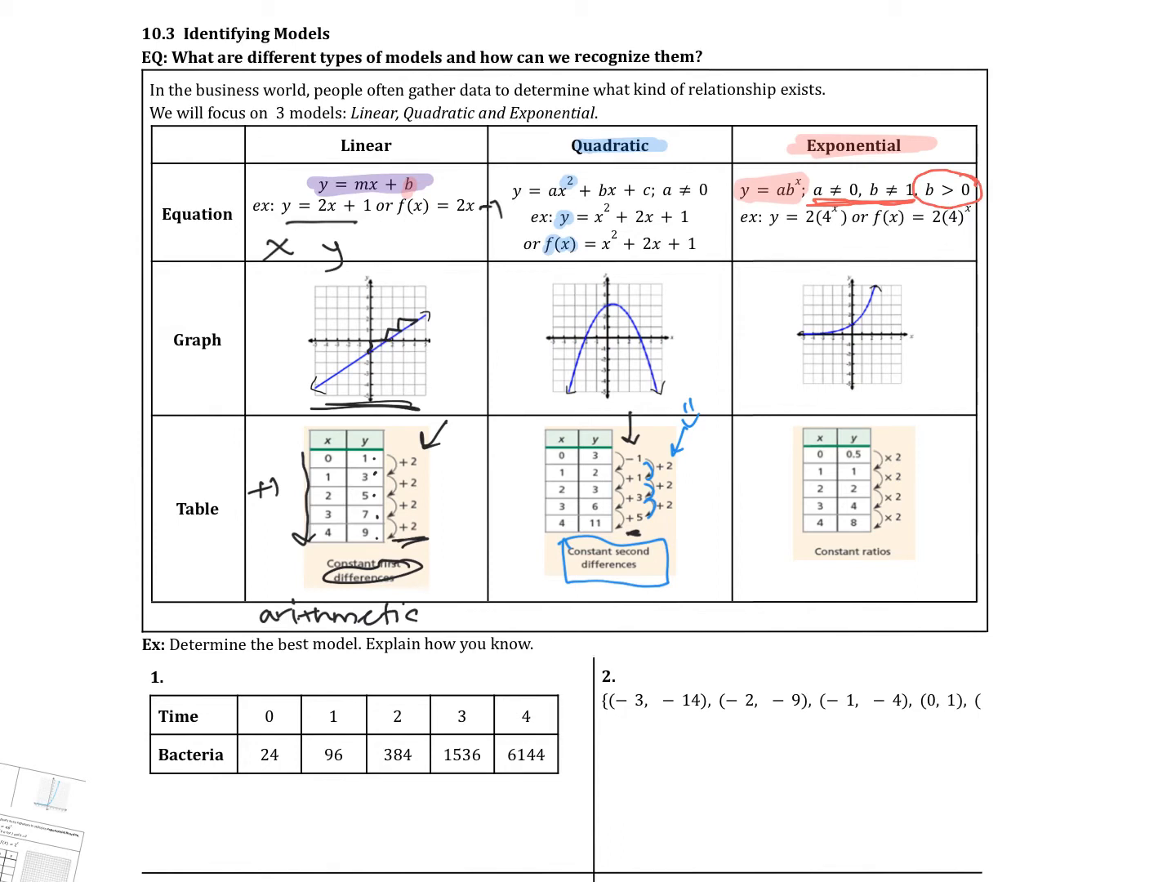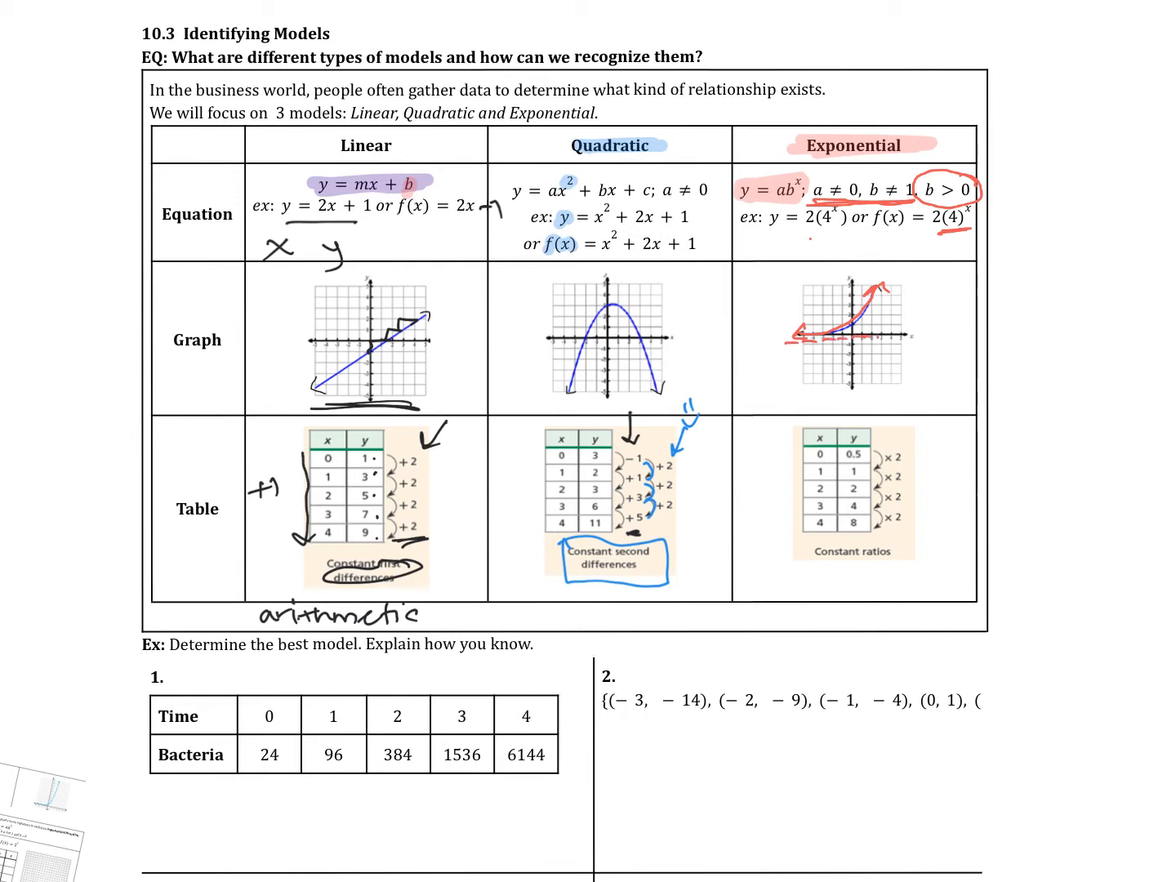So here's a couple of examples. Y equals 2 times 4 to the power of x, or f of x equals 2 times 4 to the power of x. That's an example of an exponential function. If we're looking at an exponential function graphically, it sort of looks like we're creating a ski slope or a ramp for skateboarding. So it has a curve to it that is really unique.